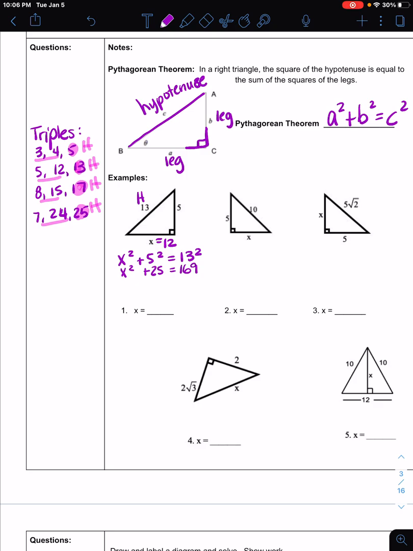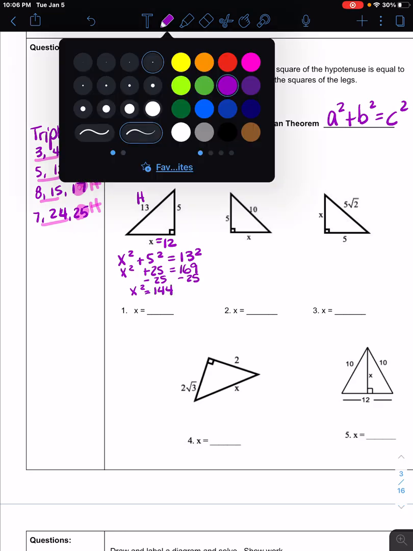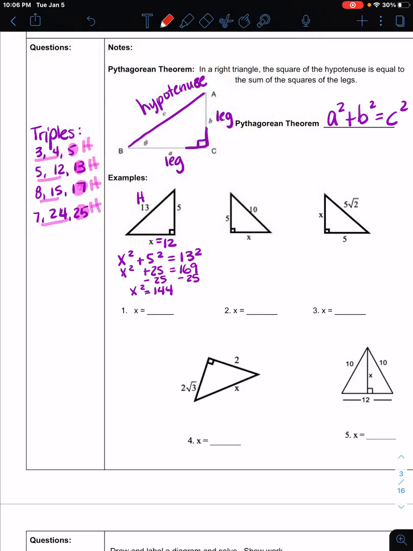Now we need to get the x squared by itself. So we're going to subtract 25 from both sides, because x is on the left, and so we need to get all the numbers on the right. So x squared is equal to 144. Now x squared is 144, so I need to undo a square. Remember that square roots are inverses. This is why we've been doing what we were doing. Square roots are inverses of squares, and the square root of 144 is 12.